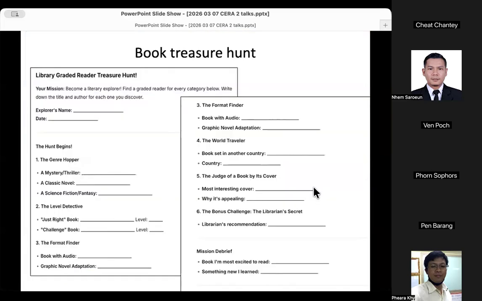Book treasure hunt. So you give students a worksheet. They go to the library and they have to look for the answers. Which book has a character named so and so? Which book has such and such? So a treasure hunt so the students can explore your library.